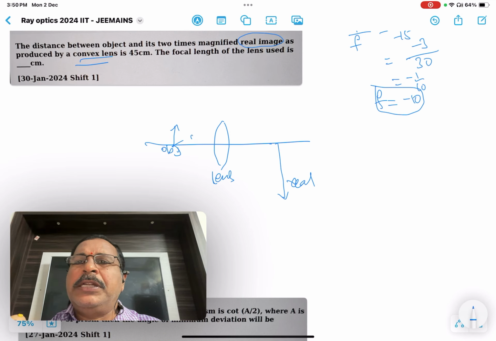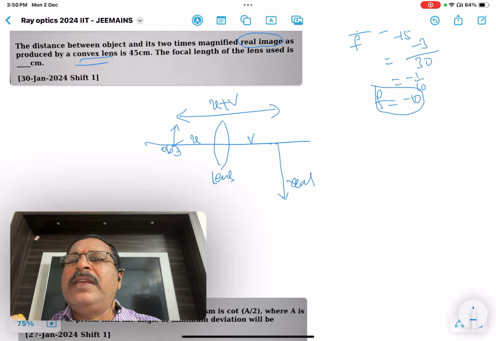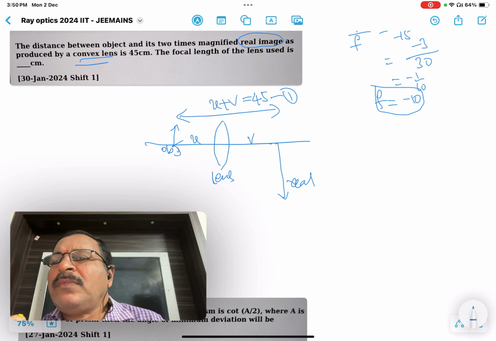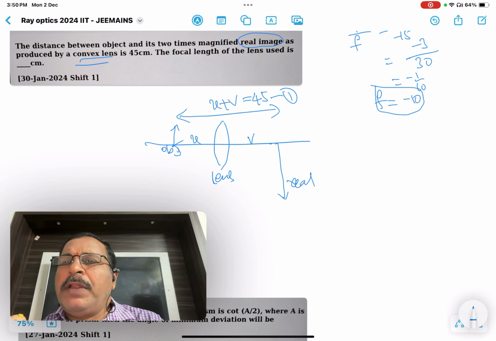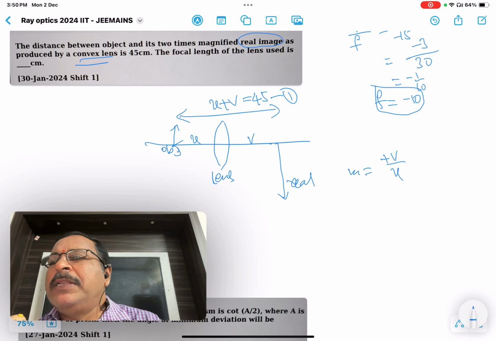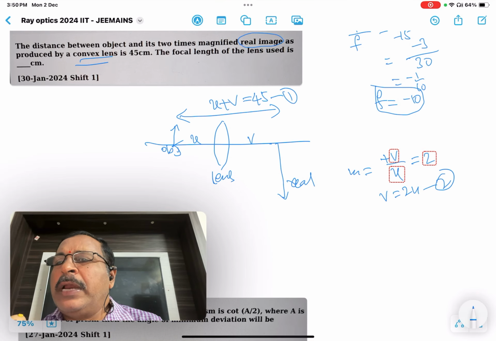Object distance u, image distance v. Total distance is given as u plus v. The u plus v value is what there? That is 45 centimeters. This is equation number 1. Okay, my dear students. Afterwards, what is the focal length of the lens? So u plus v equals 45 and magnification equals plus v by u, because it's a convex lens and real image. For real image it is positive, I told you. Now this value is 2 times, v equals 2u, equation number 2.